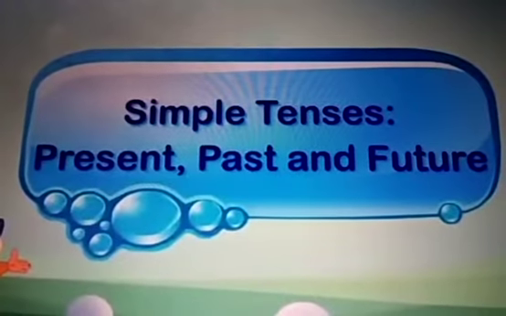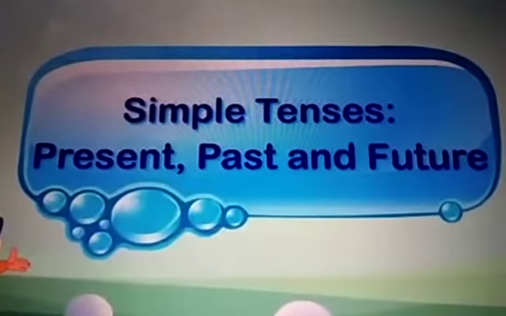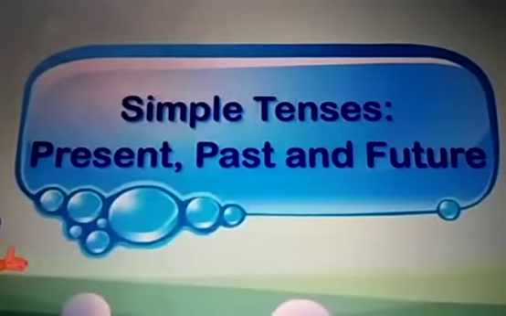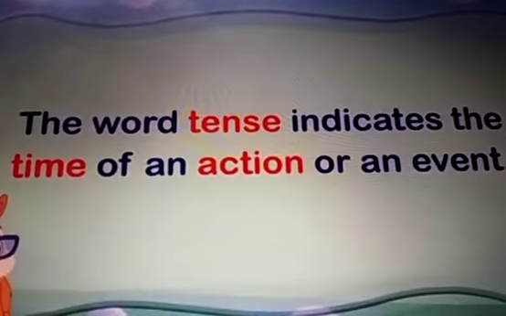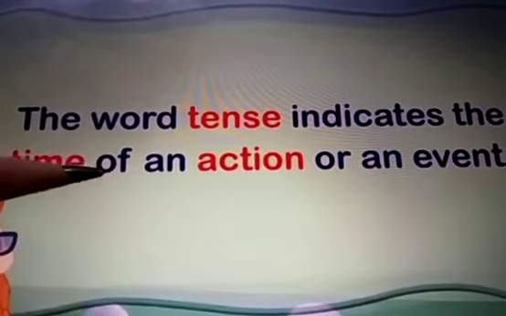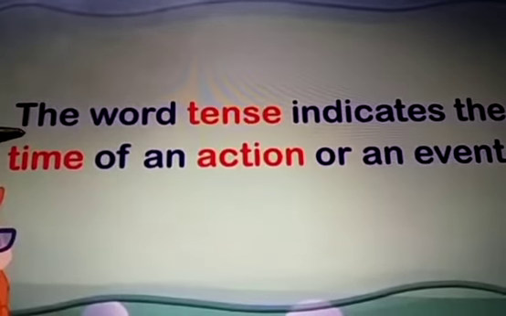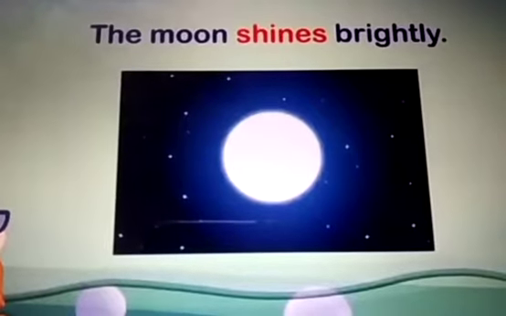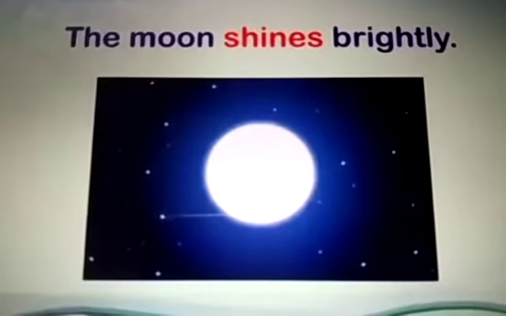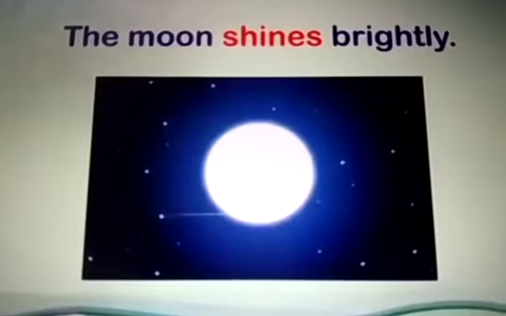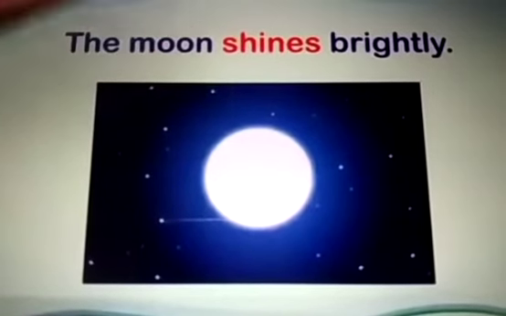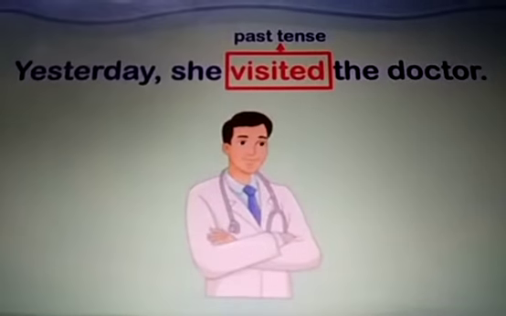So today we'll be doing our topic that is simple tense: present, past and future. The word tense indicates the time of an action or an event. See here, the moon shines brightly. So which tense is it? It is the present tense. The moon shines brightly.